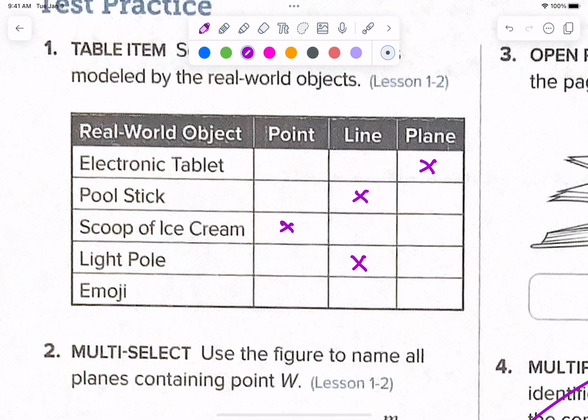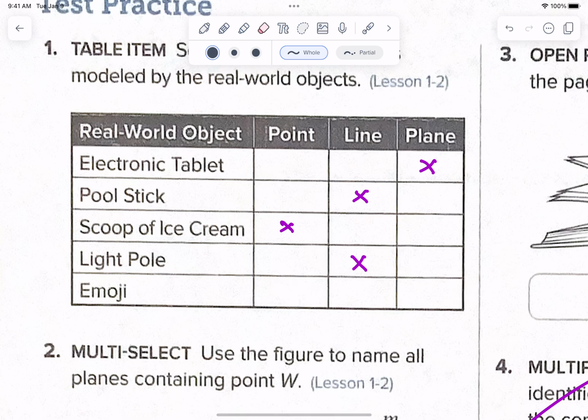Line. I say line. The pole itself. Looking at it from the top, if you're looking at it from an aerial view, it will be a point, but the pole itself is going to be a line. Point in the ground. What about an emoji? Point. Could be a point. I think they're wanting to get at a point, yeah. Because an emoji is a circle. Yeah. An emoji is a circle.